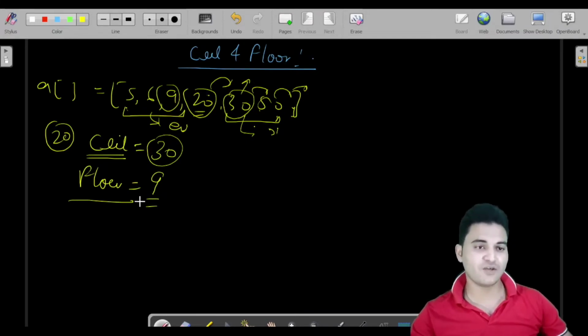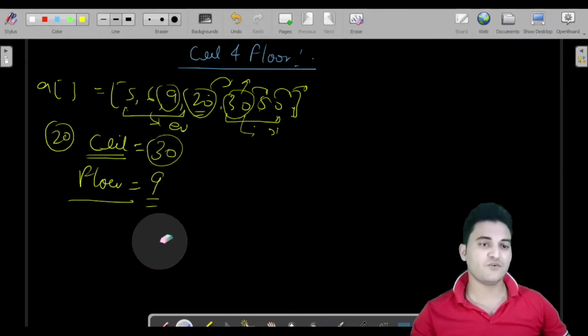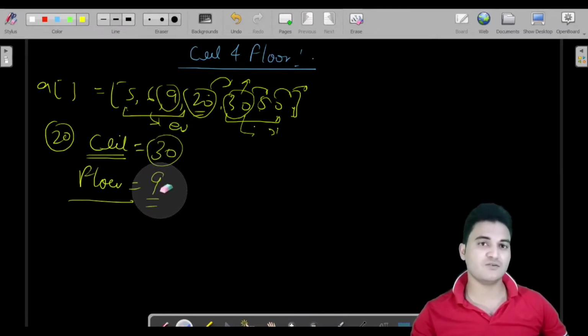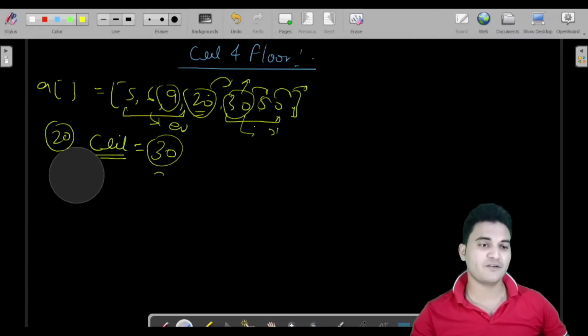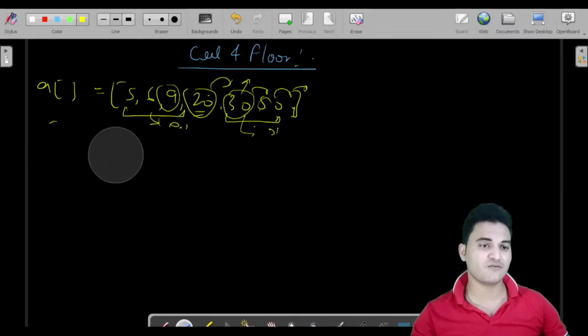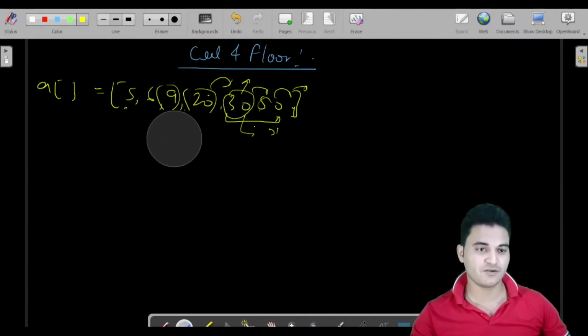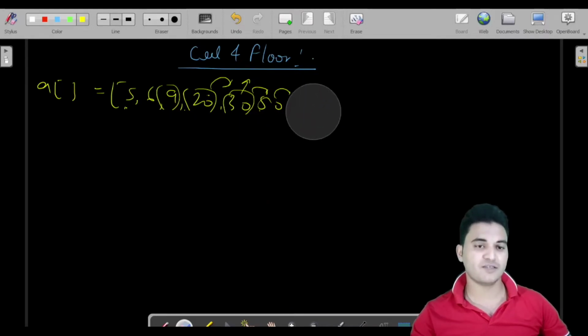Let us see how we are going to calculate it using binary search. You can do this using linear search also, but if you do it with binary search, then obviously your program will be an optimized solution. Let us see how.